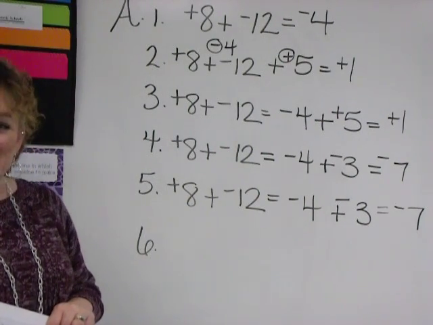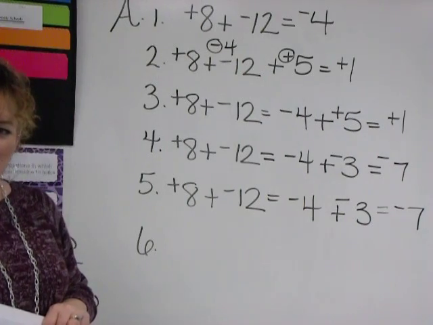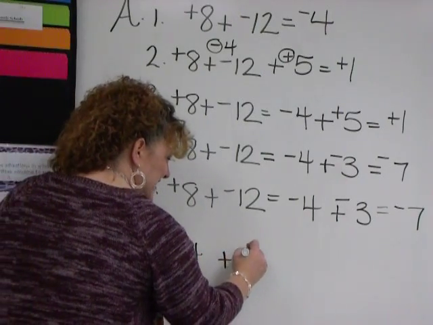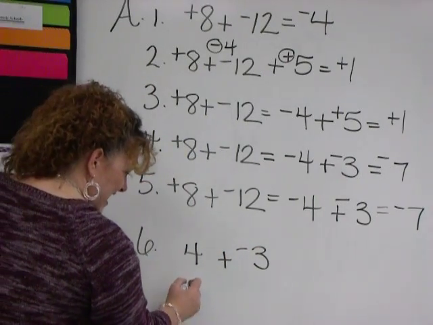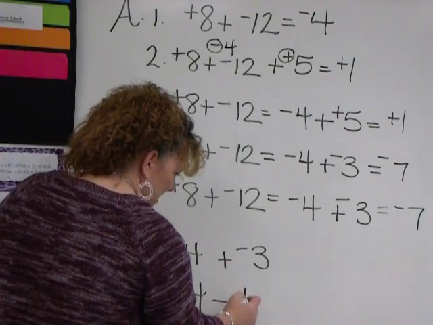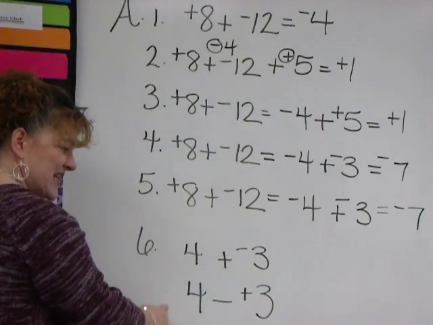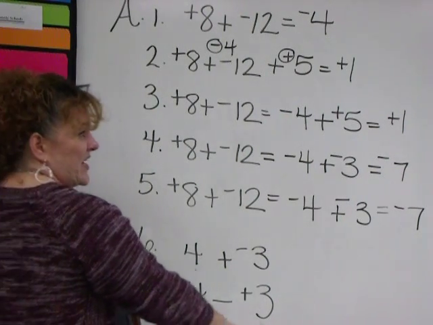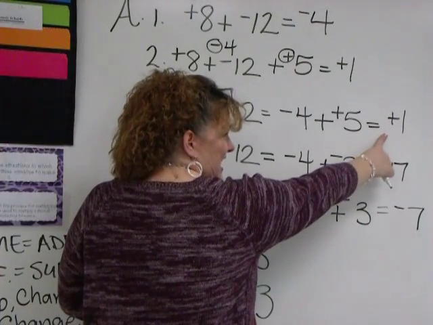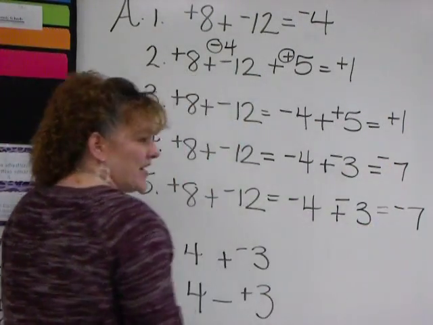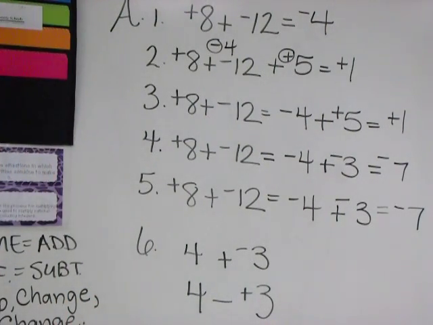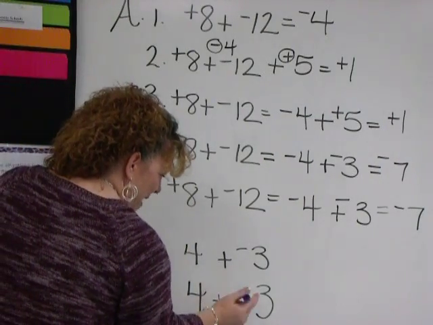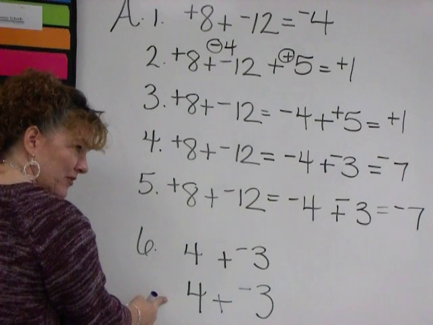What they want you to see in asking whether you are seeing those patterns is that 4 plus negative 3 is the same as 4 minus a positive 3, that these two are the same thing. Because when we had to change it, we ended up with the same thing. So they're wanting you to see that by adding the opposites, these are really the same problem.